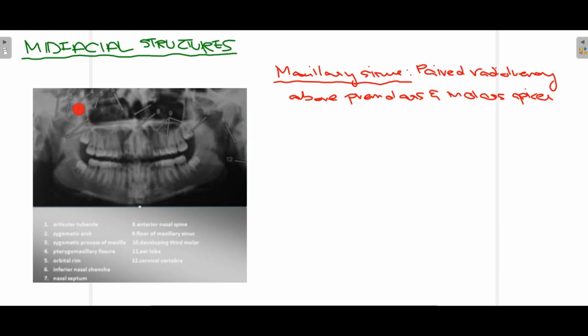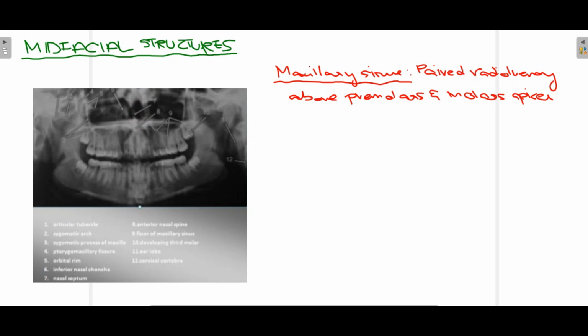This inverted teardrop-like shaped structure is your pterygomaxillary fissure. And this radio-opaque line that is running, that is your orbital rim, the inferior orbital rim particularly. The structure 6 you can see over here, this radio-opaque structure, is your inferior nasal concha. The structure number 7, this vertical running radio-opaque line, is your nasal septum.